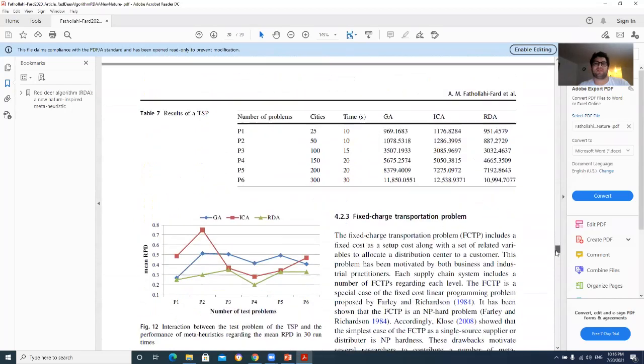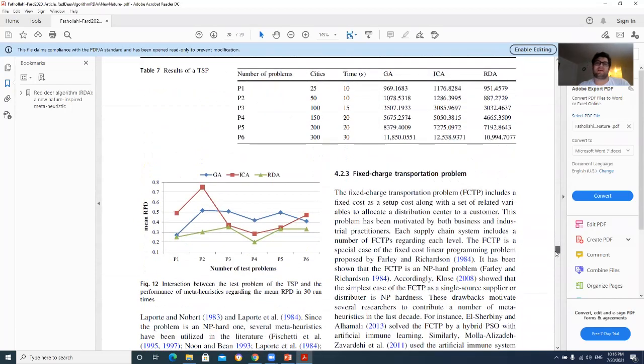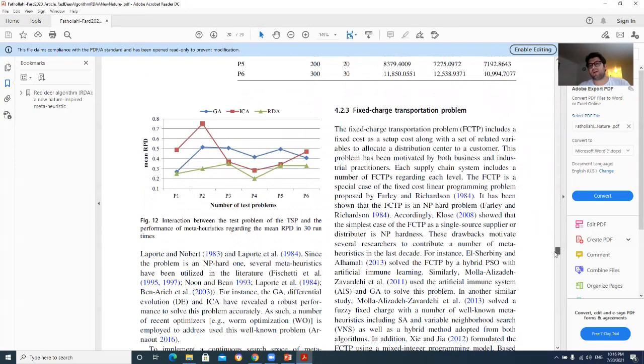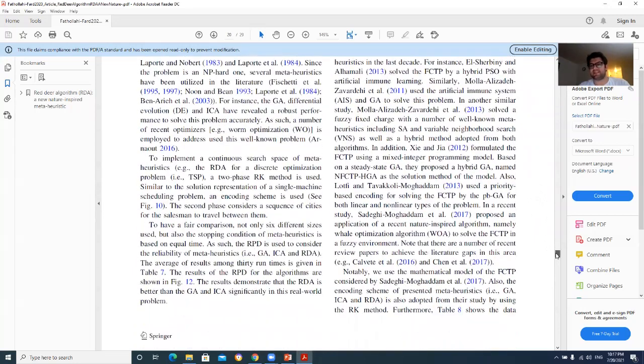In this paper, we have also tried to compare this algorithm on many combinatorial optimization problems, which are constrained, such as the fixed-charge transportation problem, which has both location and allocation decisions.